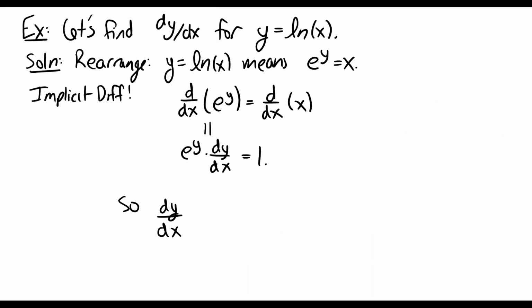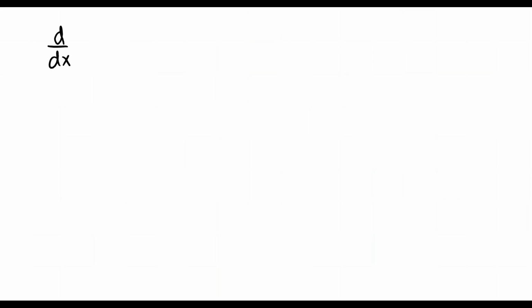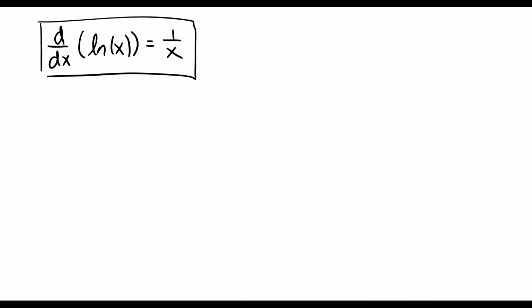Solving for dy dx, we get that this is equal to 1 over e to the y. We know what e to the y is. It's x. So dy dx is equal to 1 over x. In other words, the derivative of natural log of x is 1 over x. Said more casually, the derivative of natural log of something is 1 over that something. Keep this in mind as we do more complicated examples.